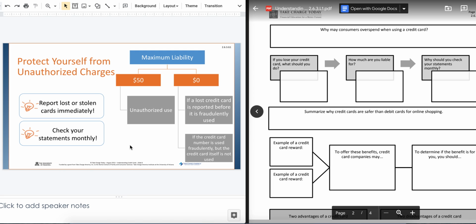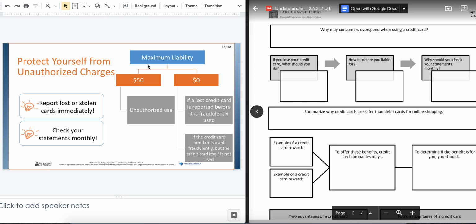Alrighty, the other way was to protect yourself from unauthorized charges. We have the ability to report our lost or stolen cards. That helps us protect against fraud. If someone steals your credit card and you can identify that you had this card stolen on Monday and then there was a charge on Thursday, they're not going to fault you for that charge on Thursday because you identified that you had lost your card on Monday.